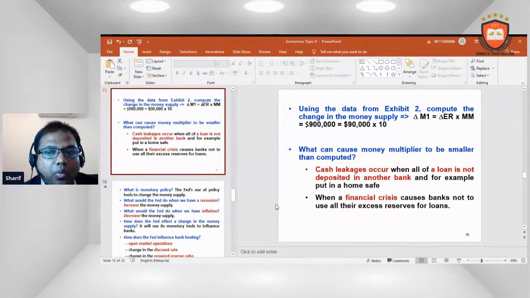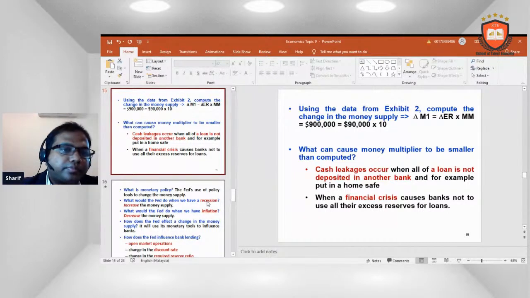Cash leakage occurs when not all of a loan is deposited in another bank and, for example, is put in a home safe. Also, a financial crisis can cause banks not to use all their excess reserves for loans.